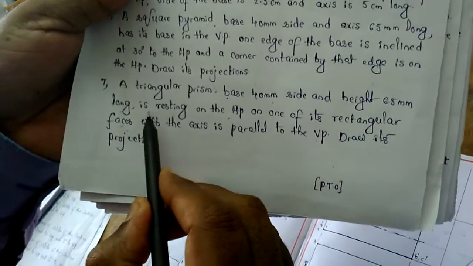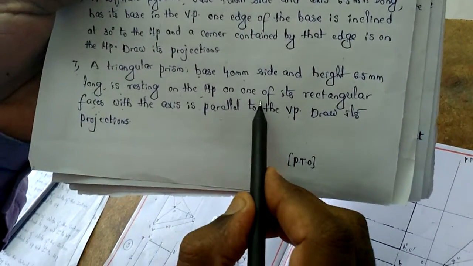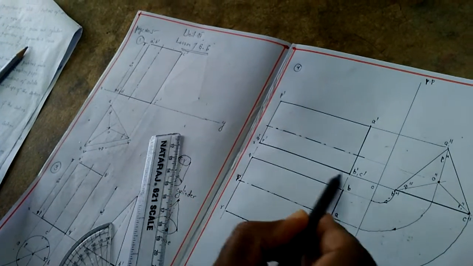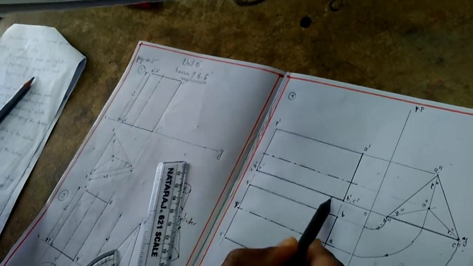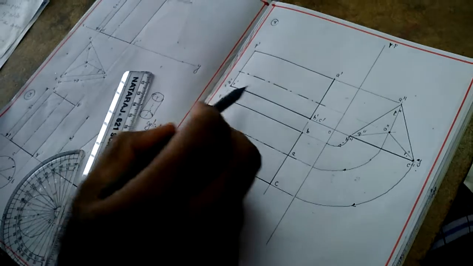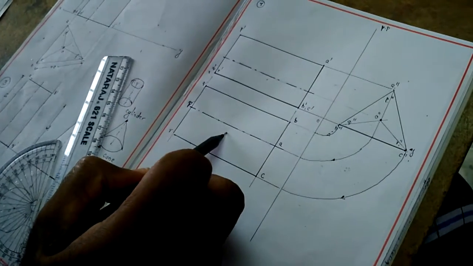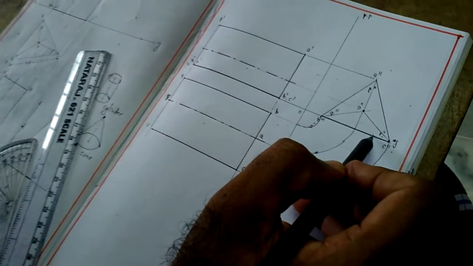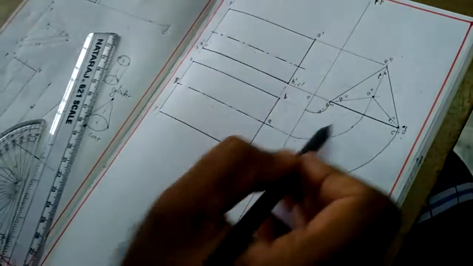Once you have drawn all these views, cross check it. It is resting on HP on one of its rectangular faces. So this is the XY line, resting on HP on its rectangular face. So the condition is satisfied. With axis parallel to VP. So this is the axis parallel to VP. The condition is satisfied. So that's why in this case, once the axis is parallel to HP and parallel to VP, first you draw the side view, then you project the front view and top view.